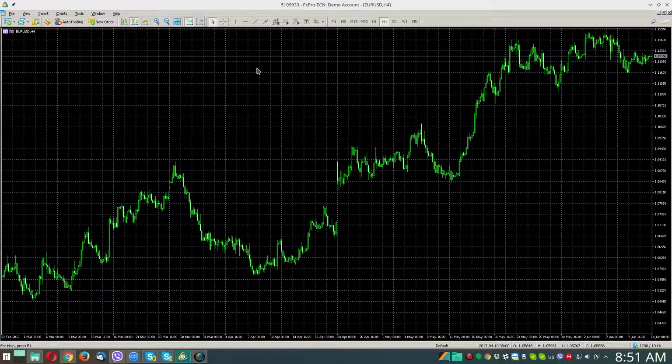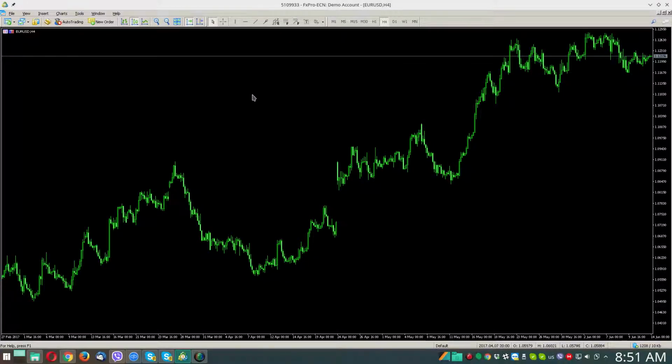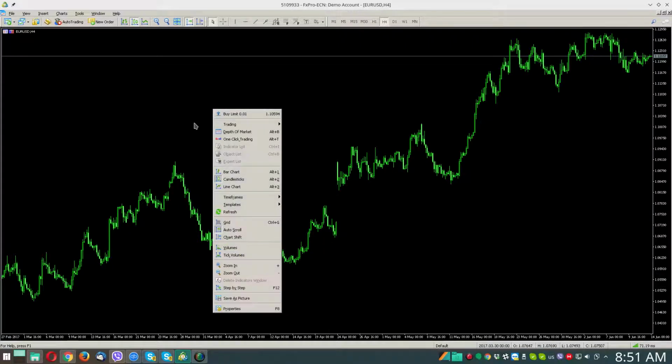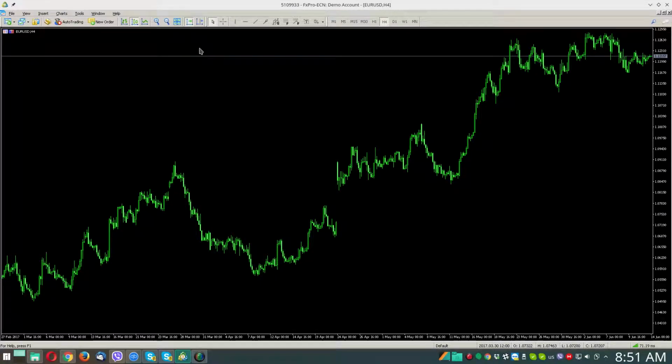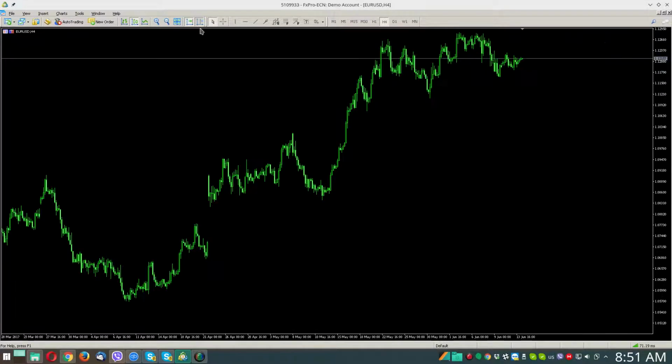I'm gonna press Ctrl G to remove the grid in order to have a cleaner chart in front of you. You can also remove it by right clicking and clicking the grid here. I'm gonna shift the chart to the left because that gives us a little more space on the right side to draw some patterns and other drawings on the chart.